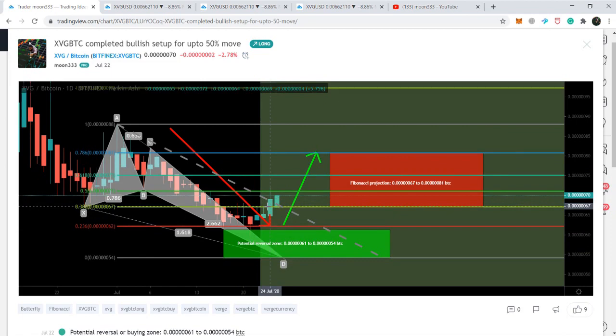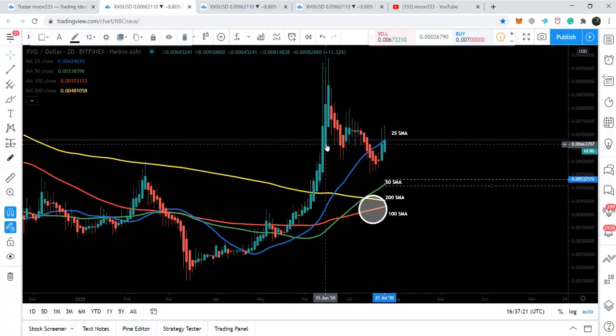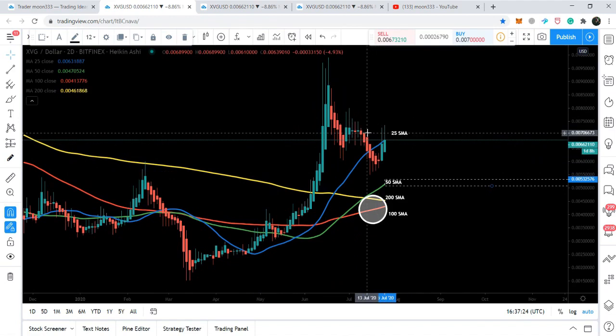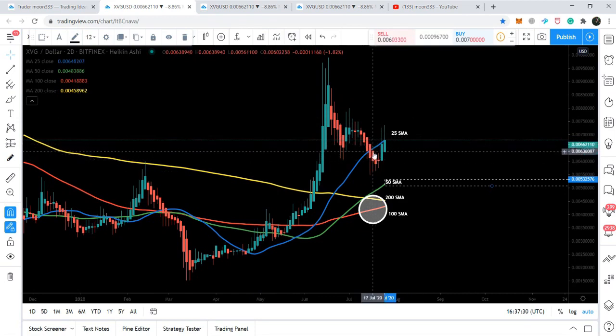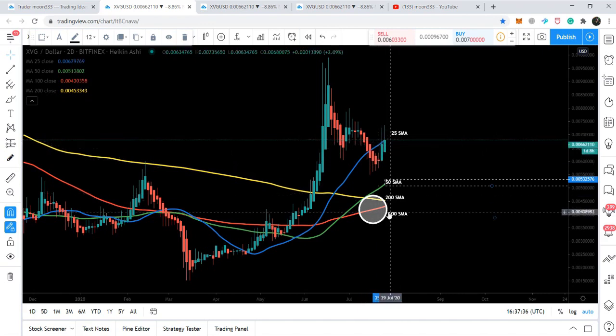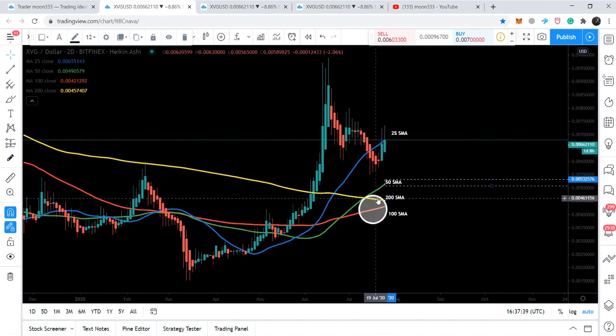Now if we move to the live chart, we have already seen in my previous video that on a 2-day chart, the price action at that time broke down the 25 simple moving average, and now it is trying to break out of this 25 simple moving average again. I was expecting a golden cross or bull cross between the 100 and the 200 simple moving averages, and you can see that the 100 simple moving average is continuously moving up to form this bull cross.